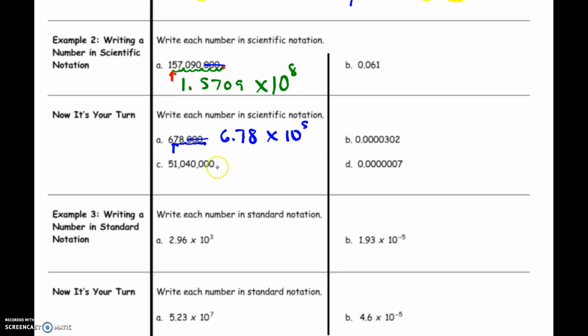In the second example, here's the decimal point, here's where I want it to be, and I count 1, 2, 3, 4, 5, 6, 7. So my answer is 5.104 times 10 to the power of however many times I move the decimal point, which is 7.